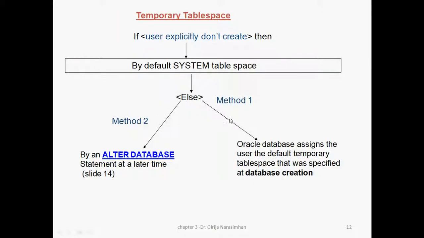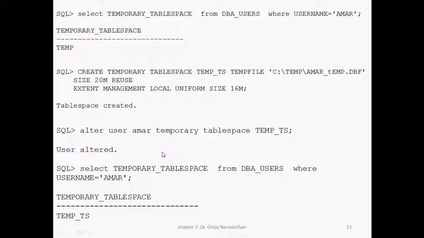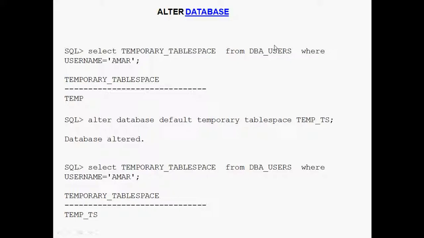So method 1: Oracle Database assigns a temporary table space as specified at database creation. By an ALTER DATABASE statement at a later time, I can change the table space also. That means, first I say I am not giving any name. For example, think: create user username identified by username. I am not saying default temporary table space, nothing I am doing. I am just giving one line.